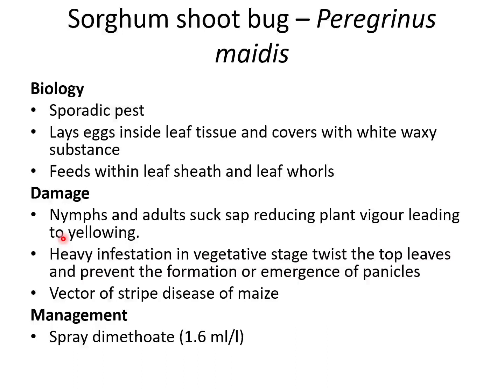And the management is we can go for spraying with dimethoate or rogor at the rate of 1.6 ml per liter. I will describe it again. Eggs are laid into the leaf tissue covered with white waxy substance. The nymphs as well as the adults remain within the leaf sheath or in the leaf folds, suck sap from the plant. Plants start yellowing, reduces the plant vigor, and if there is heavy infestation during the vegetative stage, the top leaves will get twisted and this prevents the formation of panicles.